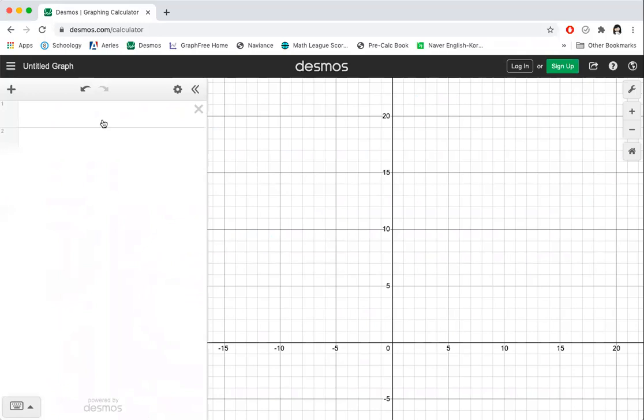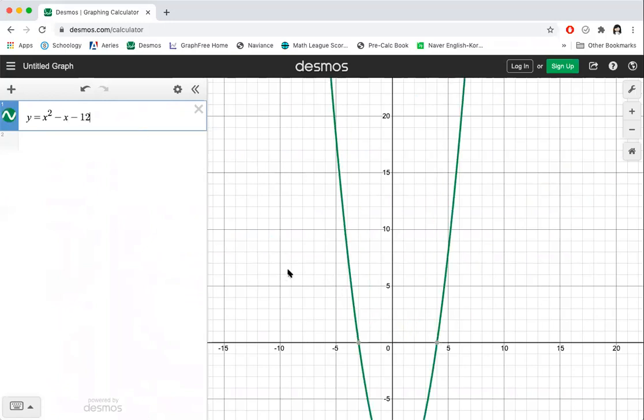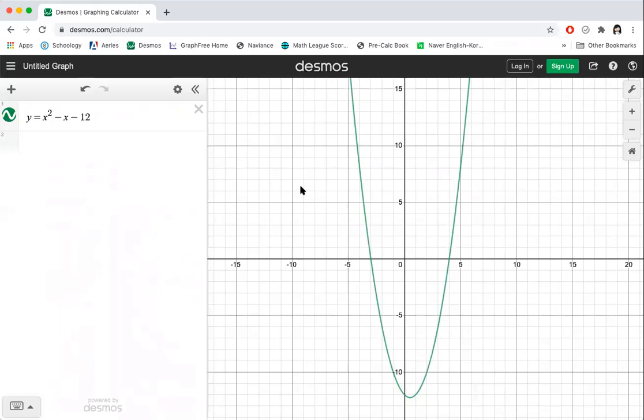So on one side, we have y equals x squared minus x minus 12. The other side, we have 0. And the question is, which interval is this graph greater than 0? So we know 0 is this x-axis. So where is the graph above? Again, that means we need to figure out where they intersect. So this graph intersects the x-axis at -3 and 4.